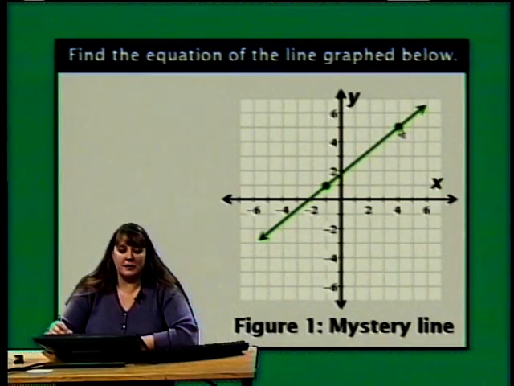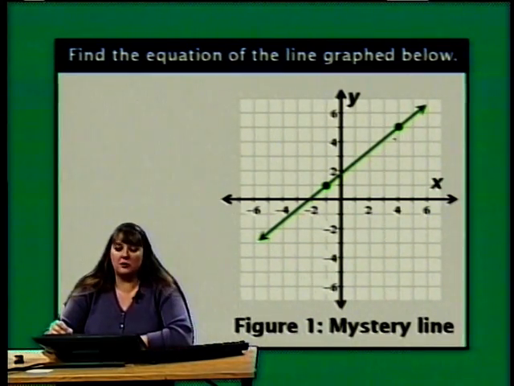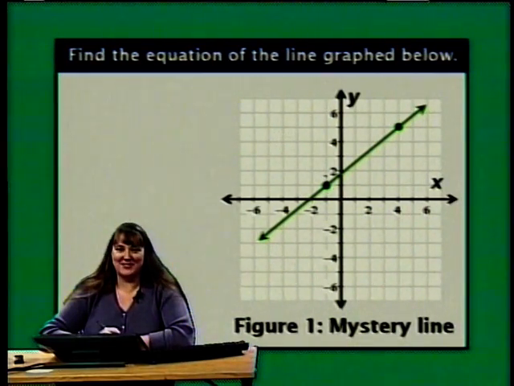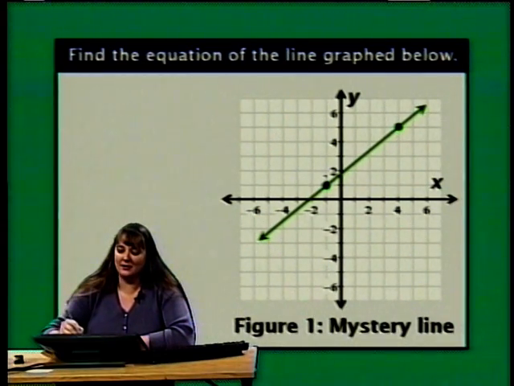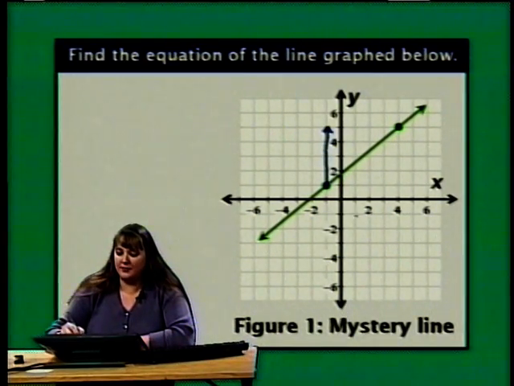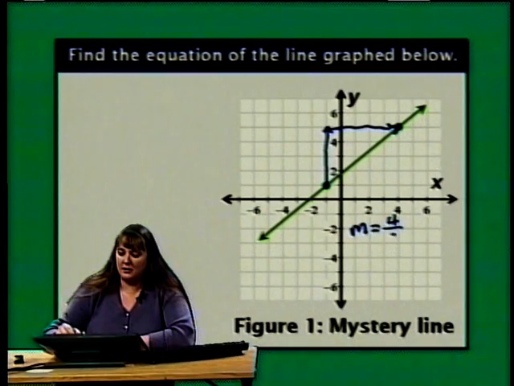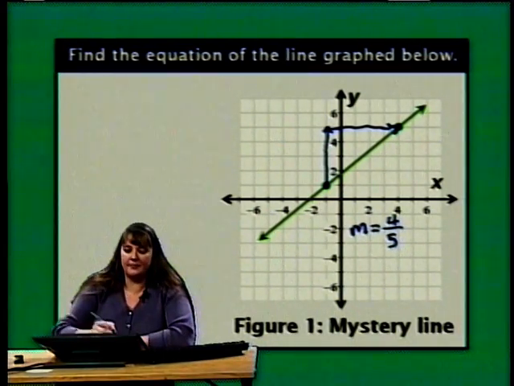What I also need, though, is the slope. Now I could use these 2 points to actually calculate the slope with the slope formula, or I can use the graph to figure out what the slope between these 2 points is. So if I start at the point -1, 1, it looks like I have a rise of 4 and a run of 5. So a slope of 4/5.